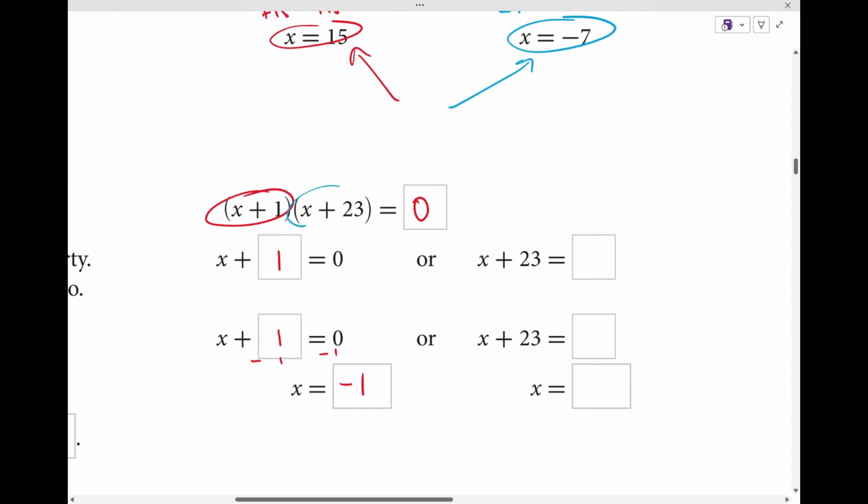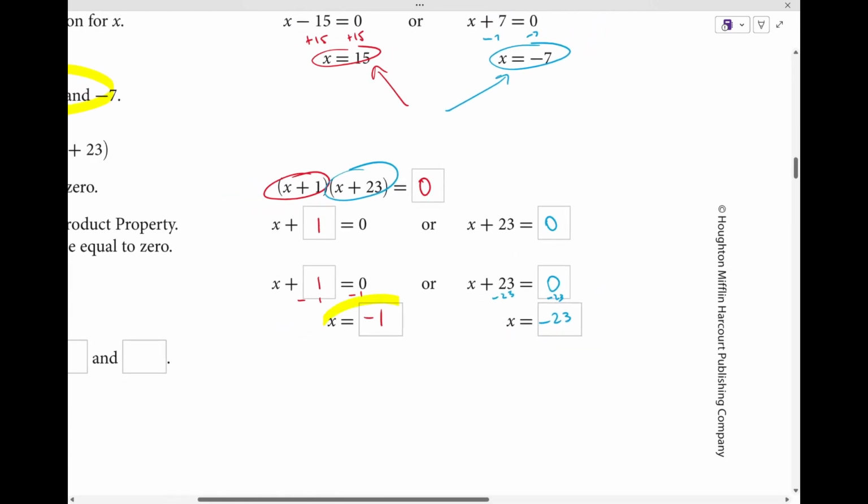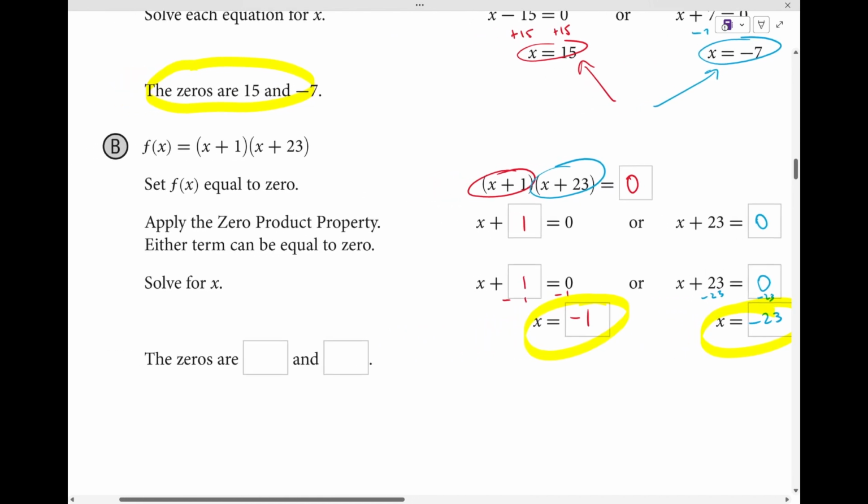Now, case number 2, x plus 23 is 0. I'm going to subtract 23 on both sides, so x equals negative 23. That means the zeros of my function are x equals negative 1 and x equals negative 23. Or really, I should say negative 1 and negative 23.